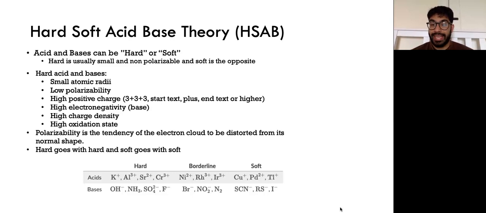And as you can see, if you draw a structure for SCN minus, it also has resonance in it. By having resonance, the negative charge is distributed across the whole ion, so it's more distributed. The charge is not as localized, so it's softer. That's also something you can think of. And then the borderline ones are in the middle, on the border of hard and soft.